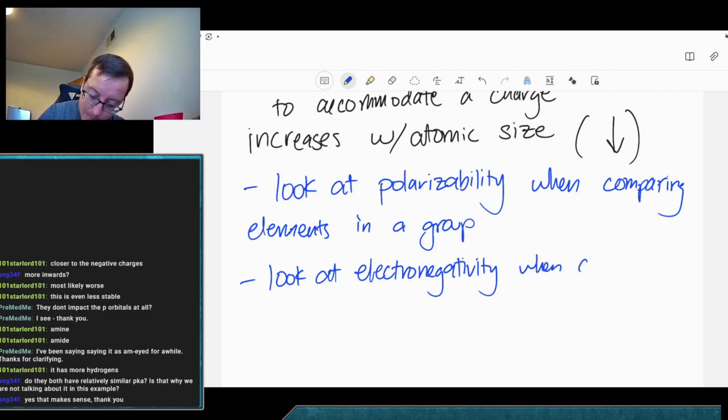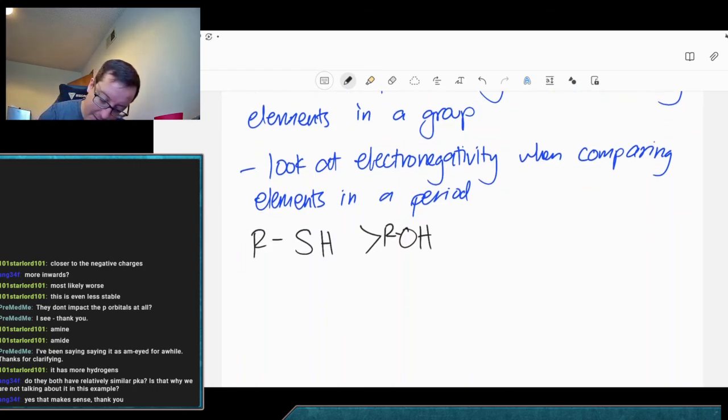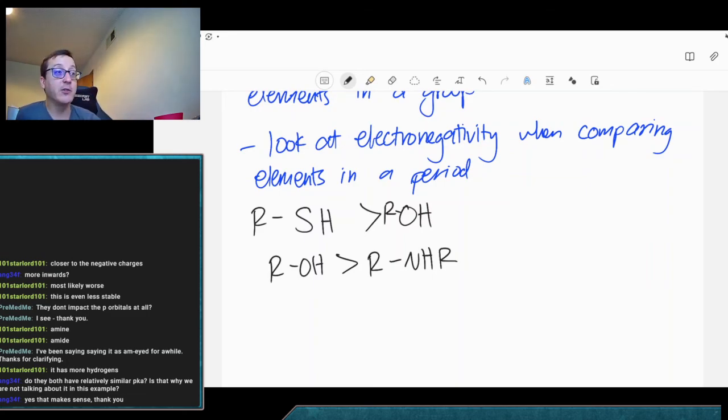When you're comparing elements in a period, we saw, for example, that an acid containing sulfur is more acidic than the same acid containing oxygen. But we're going to see that the oxygen containing one is going to be better than the nitrogen one.